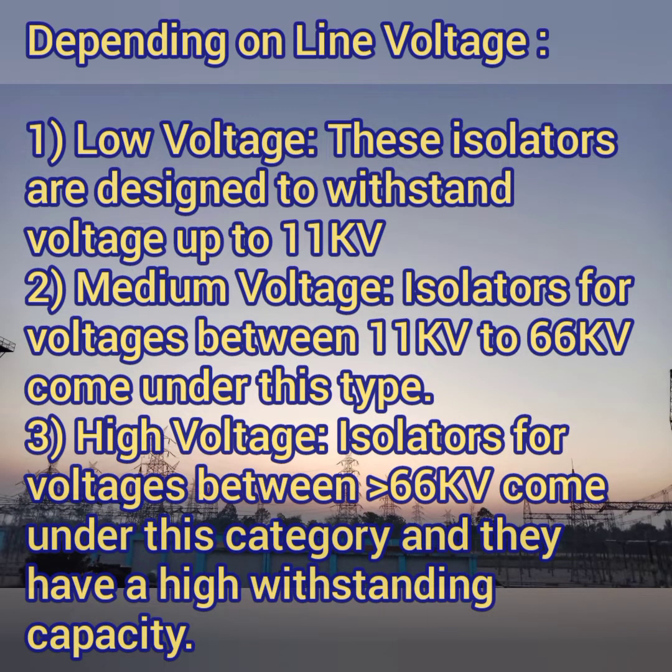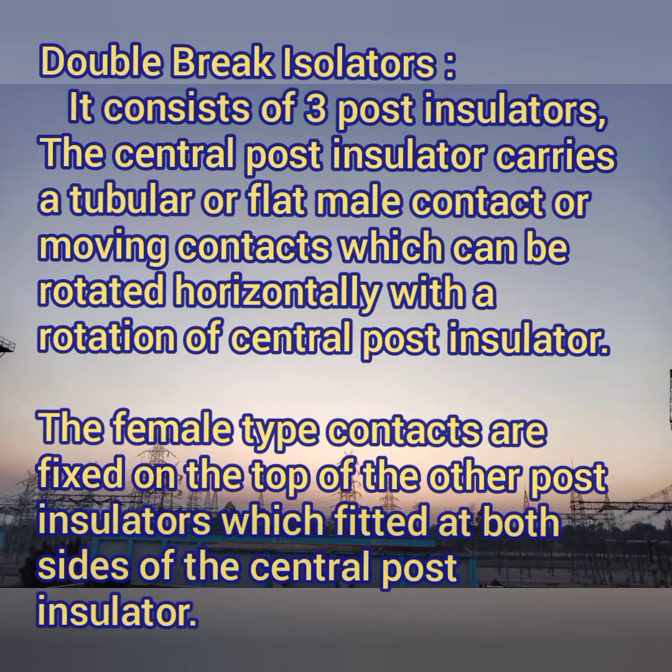Before that, depending upon the line voltage where we are using them, for low level voltages up to 11 kV, a different set of isolators is designed. Then for a medium voltage of 11 to 66 kV, we have a different type of isolator. Then for a high level voltage more than 66 kV, we have a different set of isolators. Next is the double break isolator.